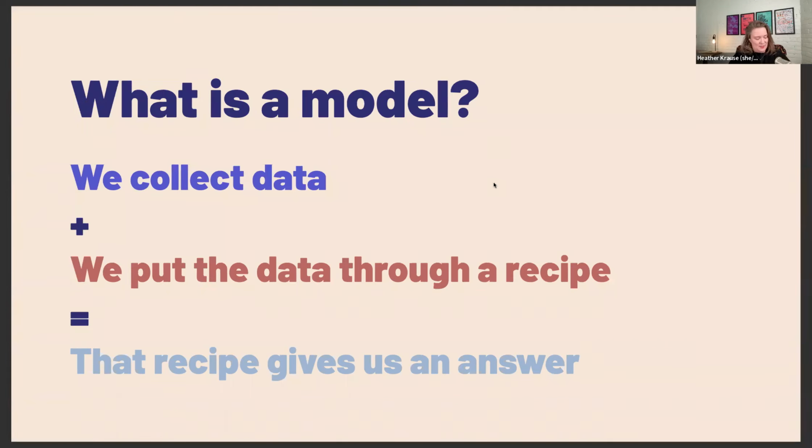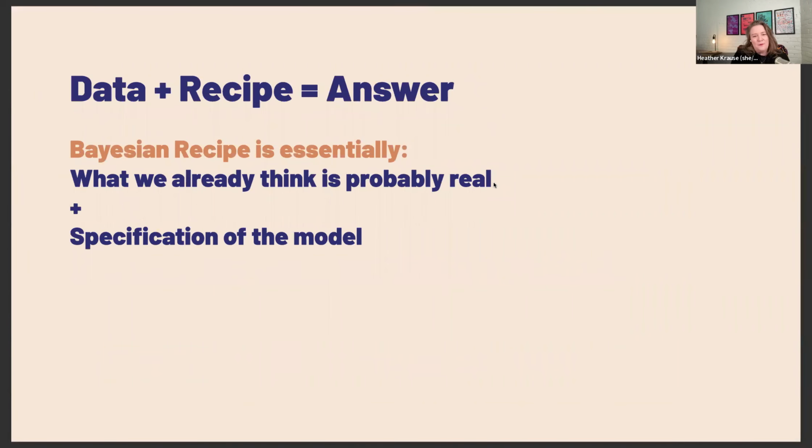So a Bayesian analysis is a model, just like lots of other mathematical models or data models that we've talked about. Broad strokes, you can think about a model as collecting some data, putting that data through some kind of a recipe, and then getting an answer out of that recipe. And when you're doing this with a Bayesian recipe, essentially the recipe that you're adding to your data is an indication of what you think is probably already real, plus some kind of specification of a model. So a Bayesian recipe is pretty straightforward. That doesn't mean it's easy, but it's pretty straightforward to think about.